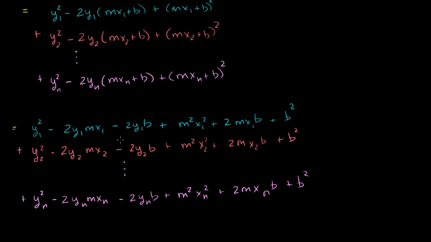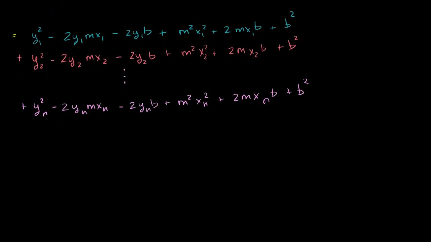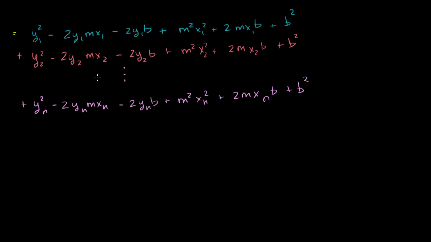So let's see if we can simplify this somehow. And to do that, what I'm going to do is try to add up a bunch of these terms here. So if I were to add up all of these terms right here, if I were to add up this column right over there, what do I get?